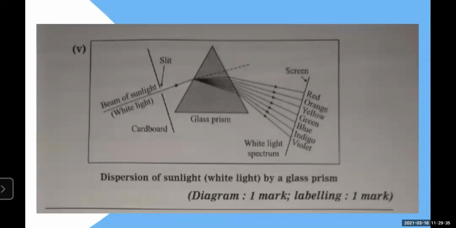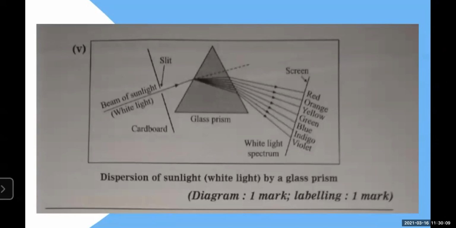White light is passing through a slit. One cardboard is kept with a slit, a little hole, and from that slit the white light passes. When it passes through the glass prism, it changes direction, and you can see the 7 different colors, like a rainbow: red, orange, yellow, green, blue, indigo, violet. The 7 colors that you see in the rainbow.